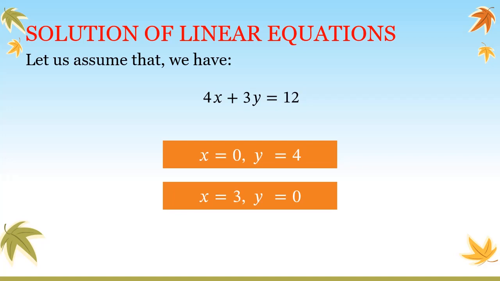Similarly, in the second cell, x equals 3 and y equals 0. Again substitute the values of x and y in 4x plus 3y equals 12. You will get LHS equals RHS, right? It means x equals 0, y equals 4 and x equals 3, y equals 0 are the solutions of the given linear equation in two variables, because both are satisfying our given equation, isn't it?